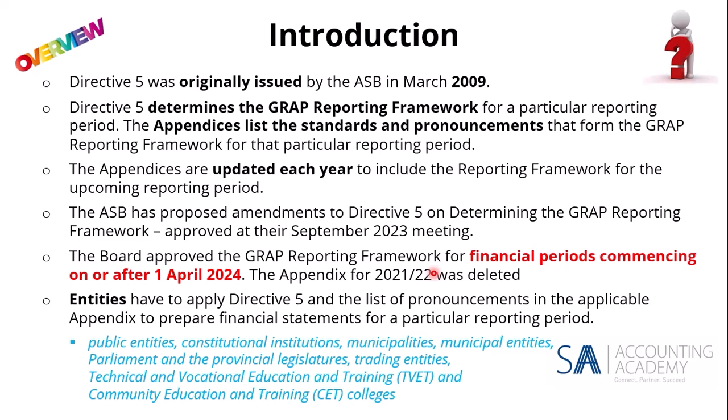But entities, who are these entities that I keep referring to that have to apply Directive 5? Who are they? Well, they are public entities, constitutional institutions, municipalities, municipal entities, parliament and the provincial legislatures, trading entities, TVET, and then CET colleges. So when you see this light blue, those are the entities that have to apply GRAP basically.